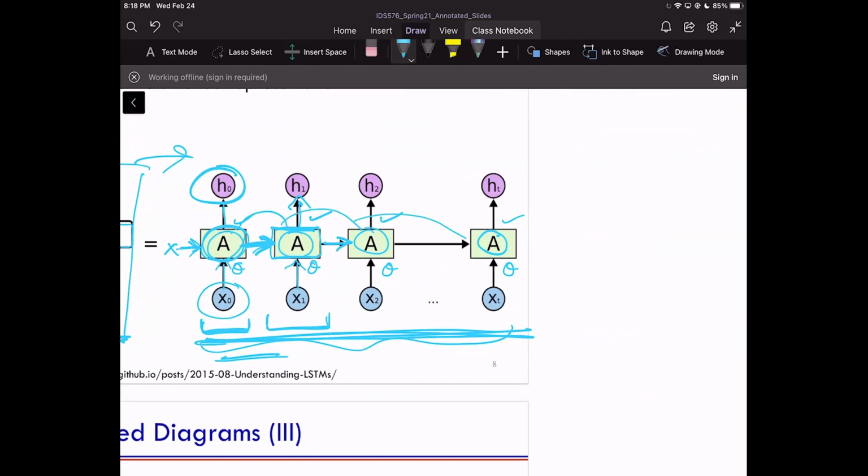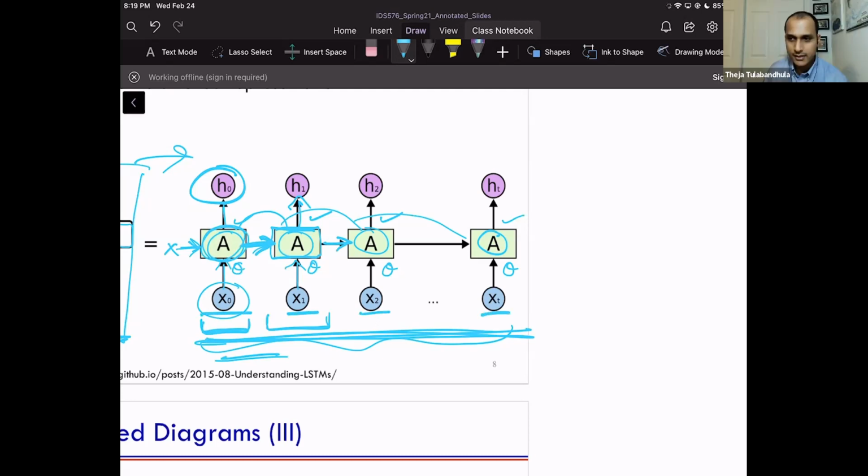I see that there is x naught till xt and h naught till ht. Yes, the x's are the inputs. If I have a sequence of length, let's say, 10 inputs, then x naught to x9 would be the inputs here, the ones below. And h naught to h9 could be outputs, but we may not care about all the outputs. Even though the function A produced h naught, I don't care about it. Maybe I only care about the last one.